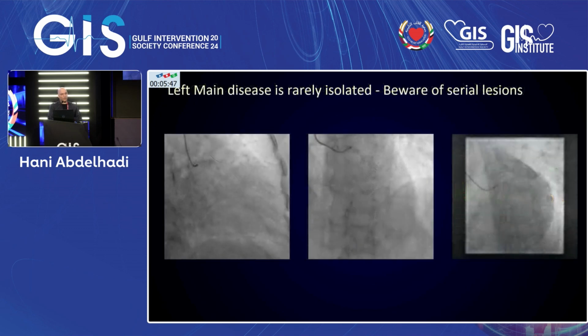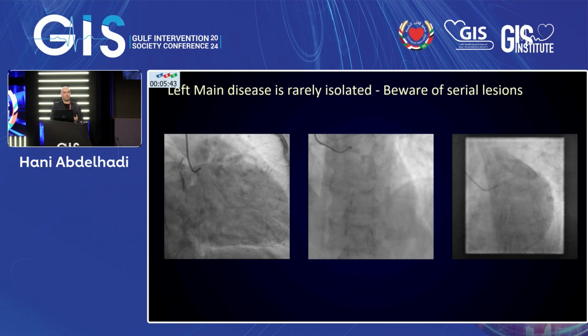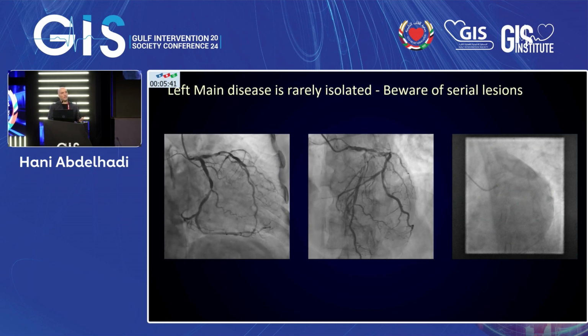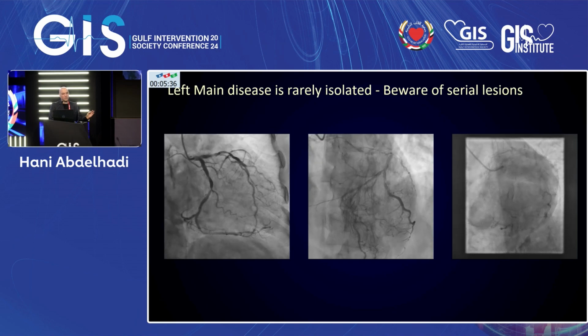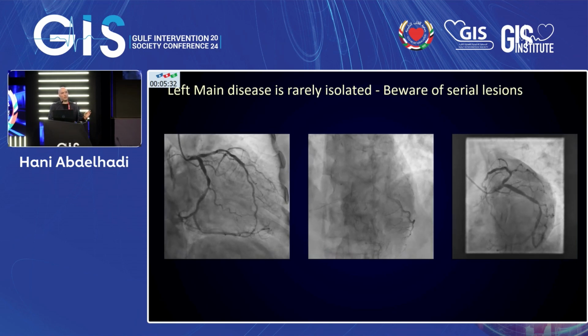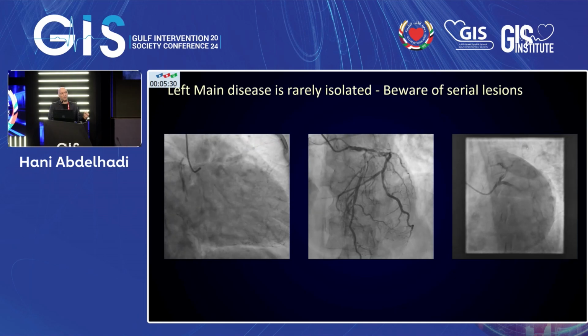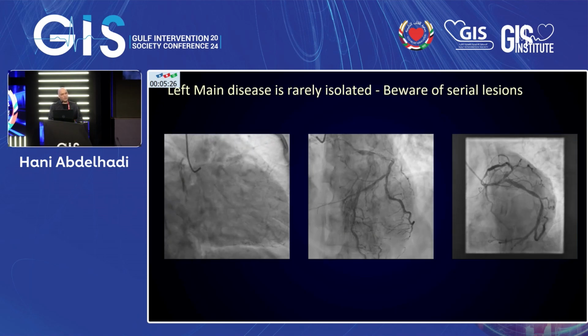But we do have to be careful, because left main disease rarely comes isolated. Quite often you'll have concomitant disease in the circumflex and in the LAD, and it can be difficult to assess. So this is a very interesting case that I did a few months ago, where this patient has critical angina and recurrent acute pulmonary edema, ischemia driven. There is some left main disease. I don't know if it's significant or not.